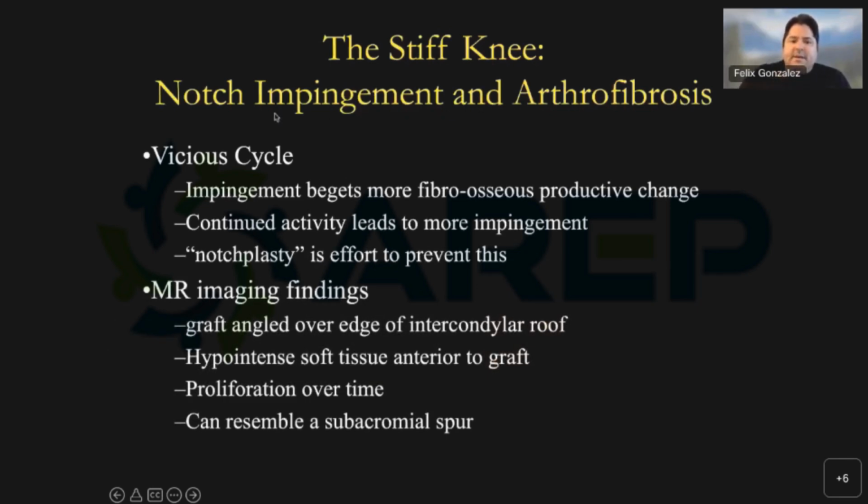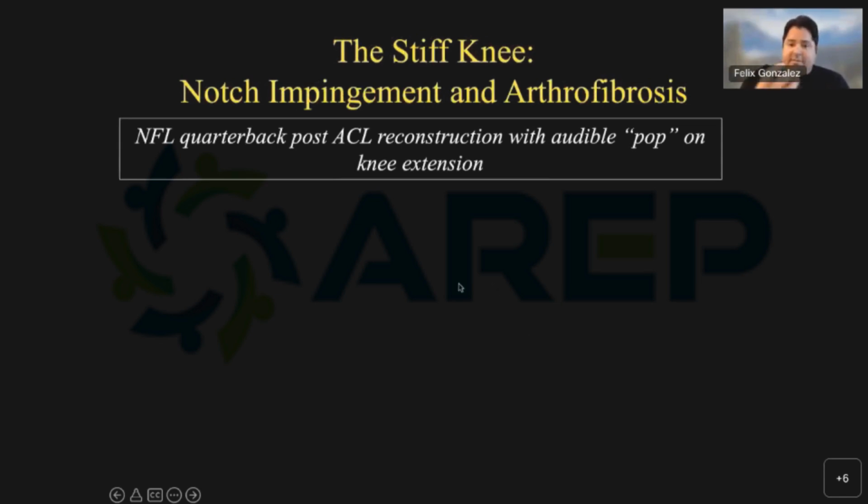The stiff knee is usually a notch impingement after fibrosis. The impingement will lead to fibrosis, a productive change, and hence you ought to look for that osteophyte that forms at the roof of the notch. What they do to fix that is a notchplasty, where they actually carve all that osteophyte off the bone to prevent future problems. And then again, you're looking for proliferation over time over the graft angle, over the edge of the intercondylar notch, and then always look at the roof of the intercondylar notch for osteophytes in that location. And I just describe the findings basically.